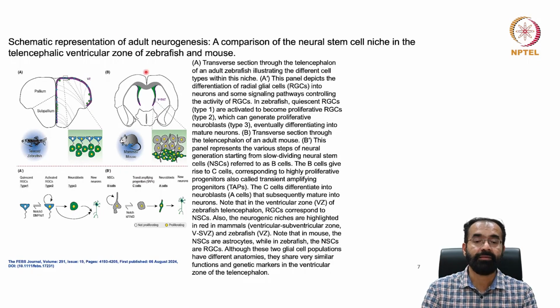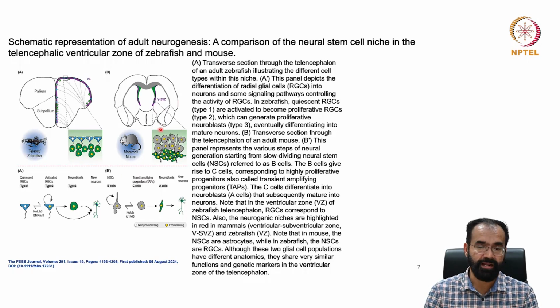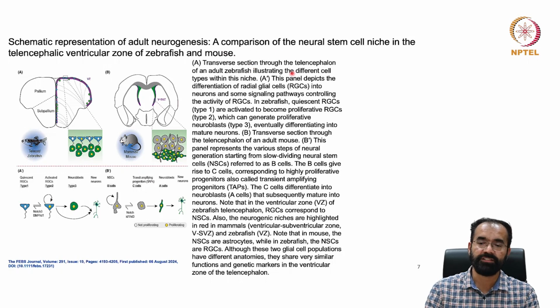And you can see a schematic representation of adult neurogenesis, a comparison of the neural stem cell niche in the telencephalic ventricular zone of zebrafish and mouse. So now in this picture, it's a cartoon where it is compared how a zebrafish brain behaves versus a mouse brain after an insult. So A is basically a transverse section through the telencephalon of adult zebrafish, illustrating different cell types present within this niche.